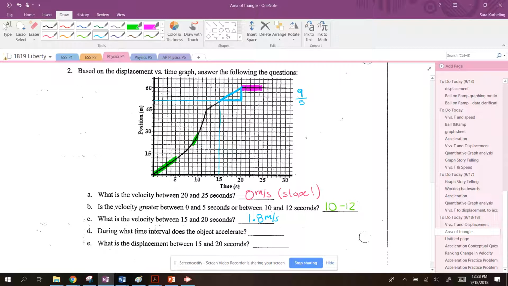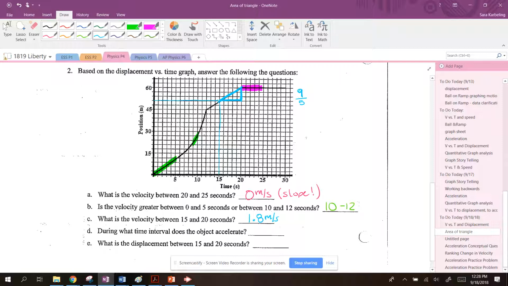How are we doing? Are we okay? Is this making sense? Do you get kind of the pattern that's happening here? You guys are going to be experts at this in no time. During what time interval does the object accelerate? Where do you think the object's accelerating? What do you think, Ryan? When is it accelerating? From 0 to 20 seconds. 0 to 20 seconds. Why do you think?